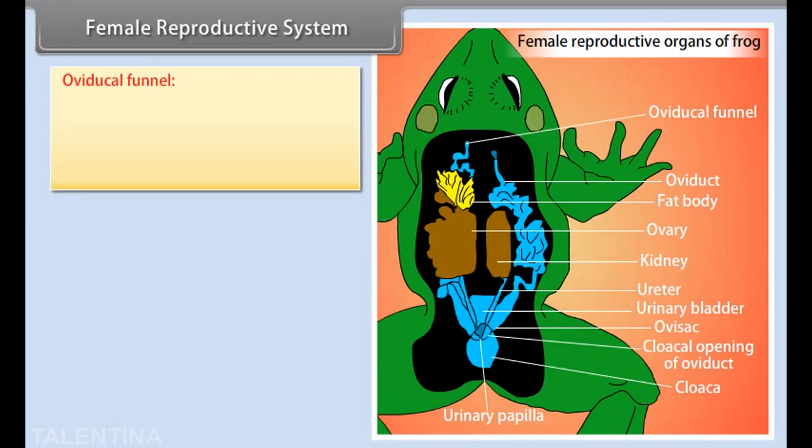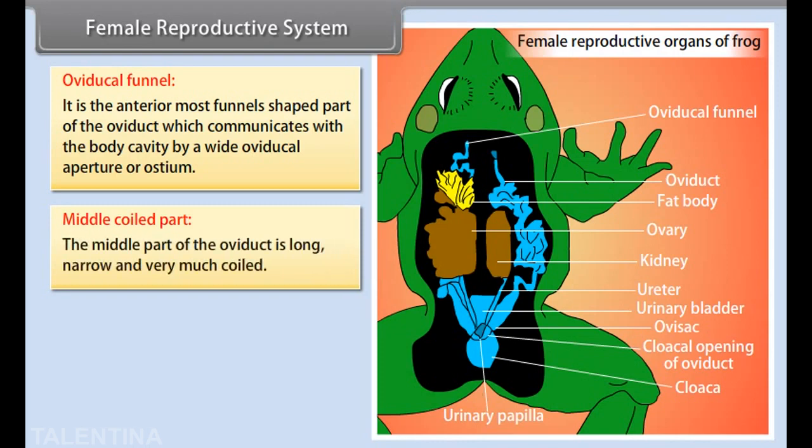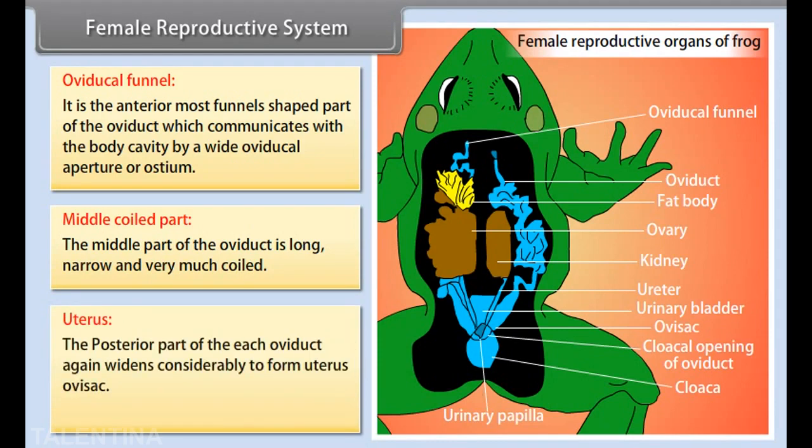Oviducal funnel. It is the anterior-most funnel-shaped part of the oviduct, which communicates with the body cavity by a wide oviducal aperture or ostium. Middle coiled part. The middle part of the oviduct is long, narrow, and very much coiled. Uterus. The posterior part of each oviduct again widens considerably to form uterus or ovisac. The fertilization in frog is external.